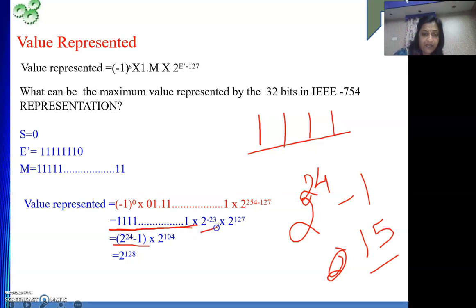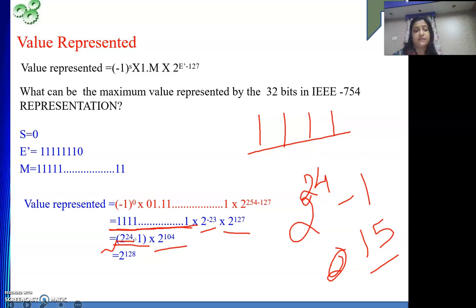And 2 to the power minus 23 into 2 to the power plus 127. What will it become? 2 to the power 104. Right? And see, 2 to the power 24 minus 1. From 2 to the power 24, if I subtract 1, it is a negligible quantity. So this is near about. This is not exact. It will be nothing but 2 to the power 24 only, because this is a very big quantity. If I subtract 1 from that, it will be nearly equal to that only.